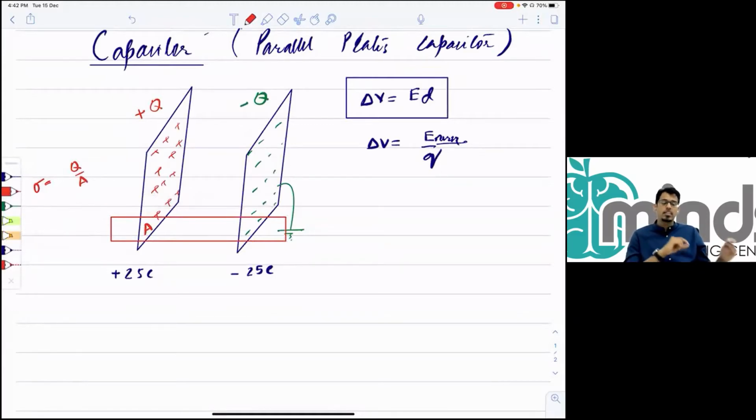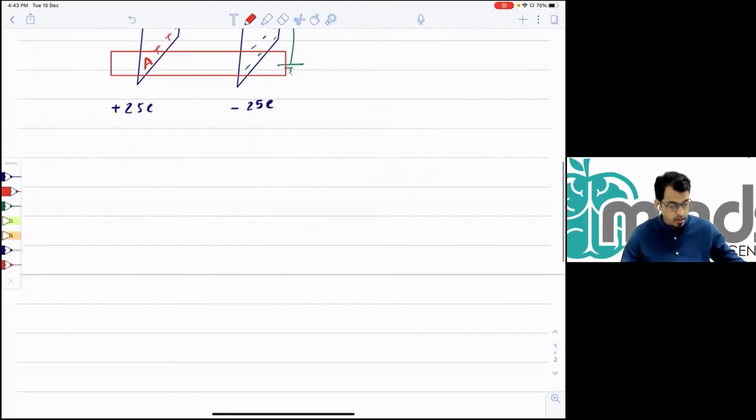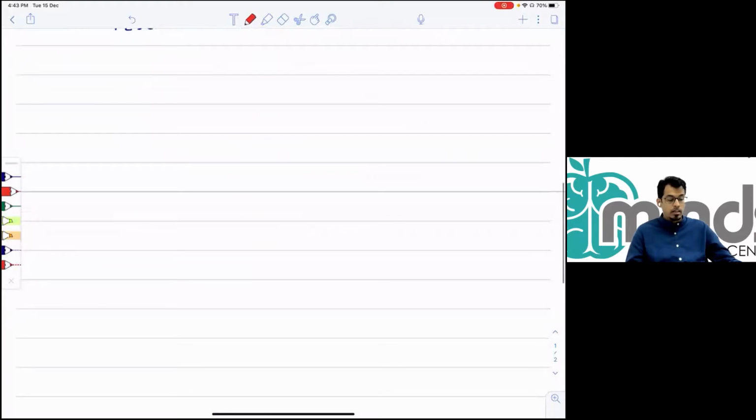Why? Because if the base is a conductor, what will happen? Electrons from the negative plate will move towards the positively charged plate, so both plates will get neutralized. There is no potential difference, there is no energy. Is this point clear? The two plates of a capacitor are always fixed on an insulator, or something which is a bad conductor of electricity or electrical charge. Number one.